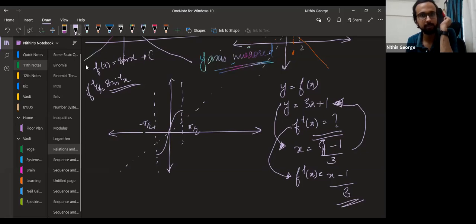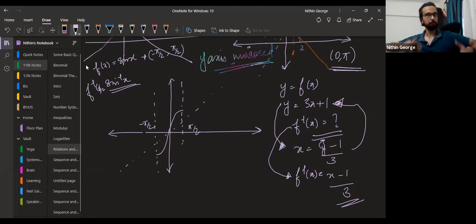For cos, they'll go from 0 to pi. That will be the principal domain. Just remember this much. Did you get this? There's something called principal domain, which I'm asking you to remember. I'm not teaching you anything right now. Principal domain for sine will be minus pi by 2 to plus pi by 2. For cos, it will be 0 to pi. Can you remember this much? Yes, sir. Okay.